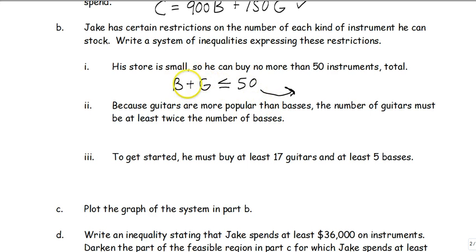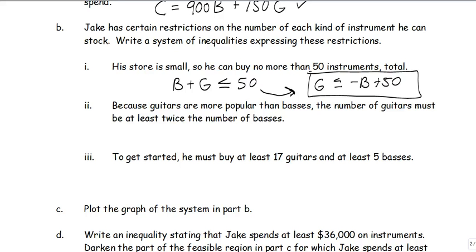And remember, I made my G my Y, so I'm going to say G is less than or equal to negative B plus 50 instead. So this is one of my equations. I'm going to box the equations we're going to graph.